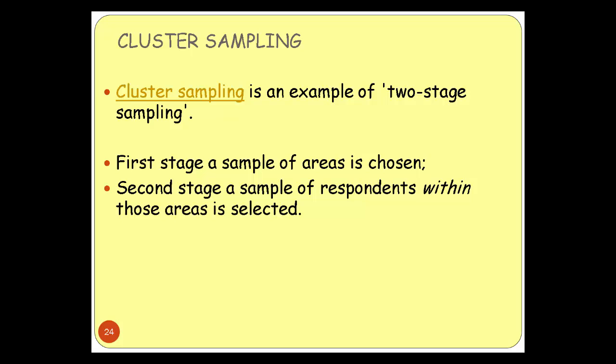Cluster sampling, on the other hand, is an example of two-stage sampling. In the first stage, a sample of areas is chosen, and in the second stage, a sample of respondents within those areas is selected. A population can be divided into clusters of homogeneous units, usually based on geographical continuity. Sampling units are groups rather than individuals, and a sample of such clusters is then selected. All units from the selected clusters are studied.